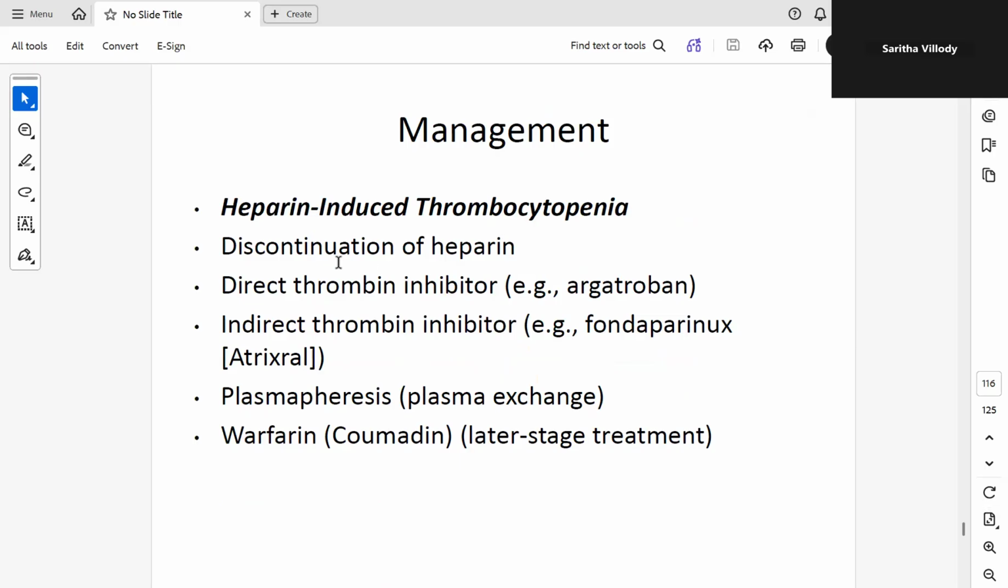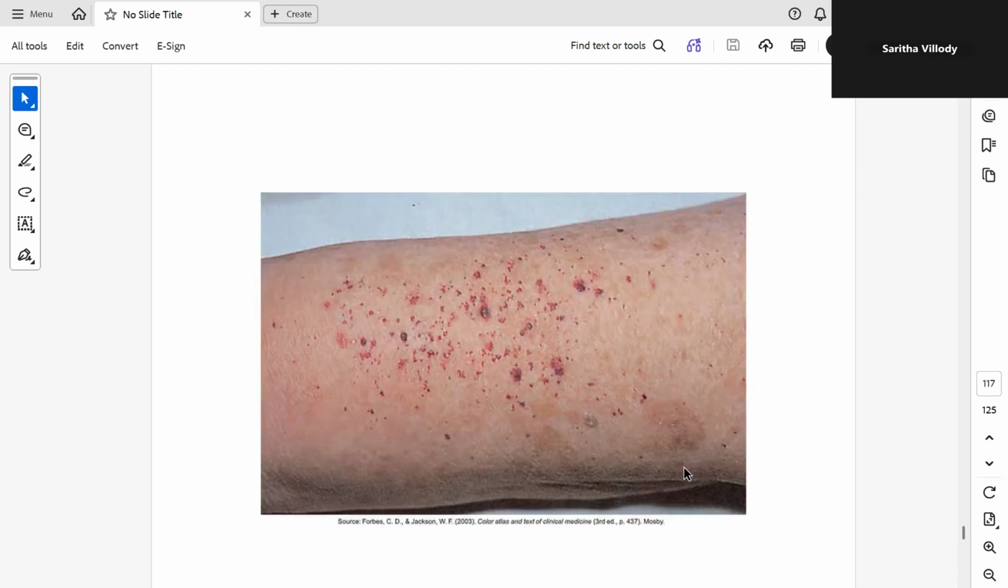So what do we do here? Discontinue heparin. Direct thrombin inhibitors are available that are used to prevent heparin-induced thrombocytopenia. Plasmapheresis. For long-term use, we don't use heparin, we use medications like Coumadin for anticoagulation. That is the reason why we don't use heparin in the long term. So that's about that condition.